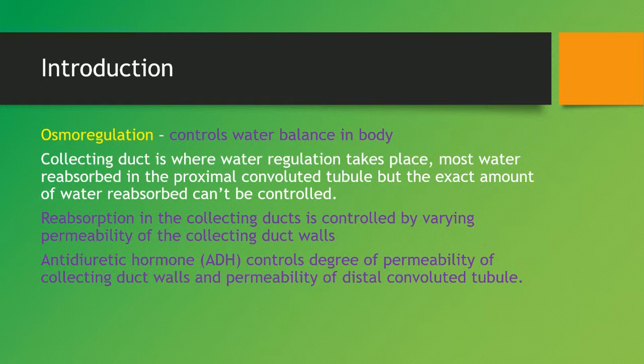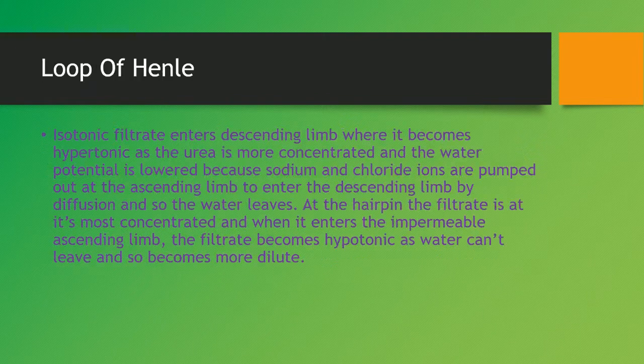Most water, as you see here, is reabsorbed in this PCT, but the exact amount of water reabsorbed cannot be controlled. So the reabsorption in the collecting ducts is controlled, and this is done by varying permeability of the collecting duct walls. There's this hormone called the antidiuretic hormone, or ADH, which will control the degree of permeability of the collecting duct walls and also the permeability of the distal convoluted tubule.